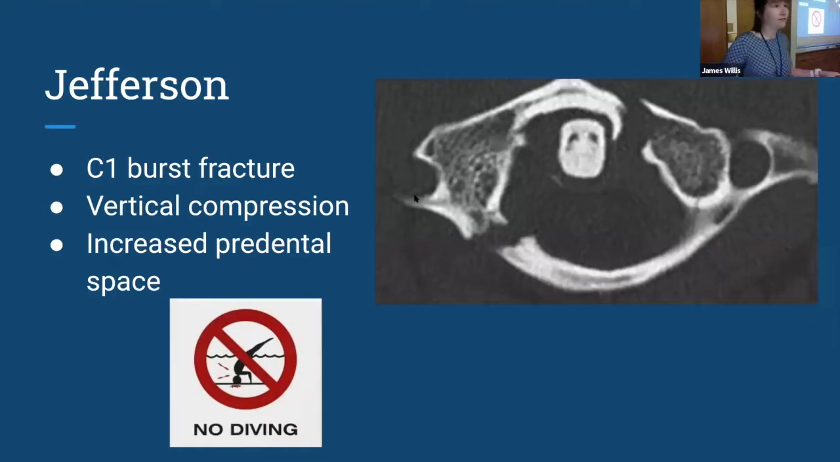The first one is a Jefferson fracture. This is also known as a C1 burst fracture. It's often caused by an axial load to the head, sometimes along the lines of a diving injury when you land straight on your head. The idea is that the vertical compression spreads the force out into those facet joints where your C1 connects to your occipital bone, and then causes these anterior and posterior arch fractures of C1. If you were to do an X-ray, you could see increased predental space, but it's also pretty evident on CT as well.